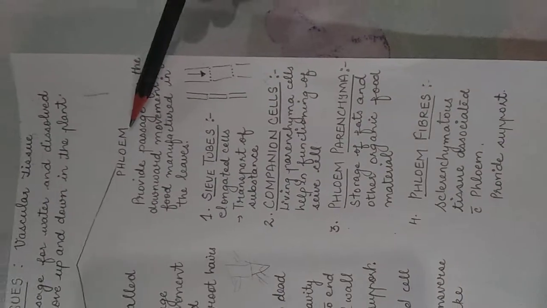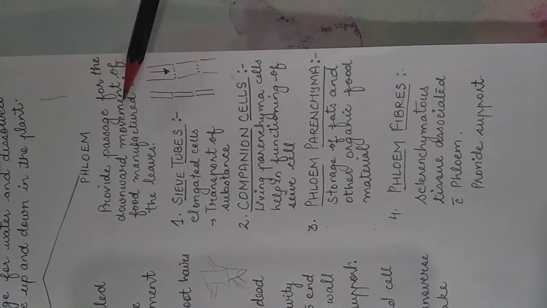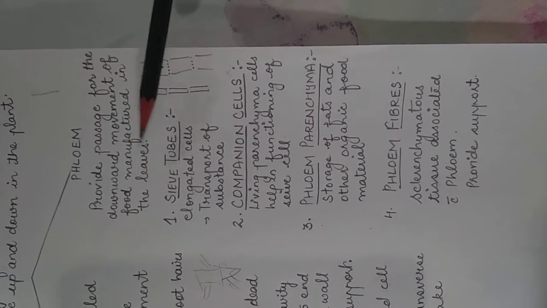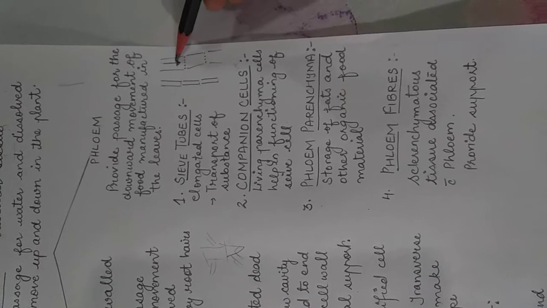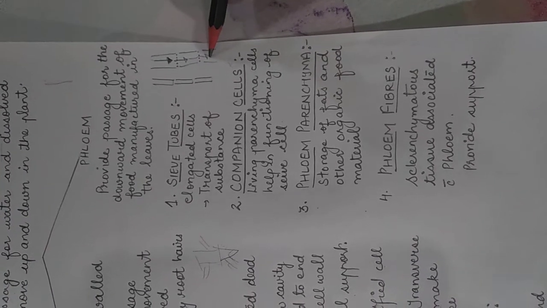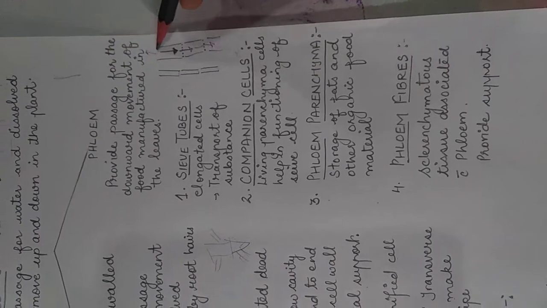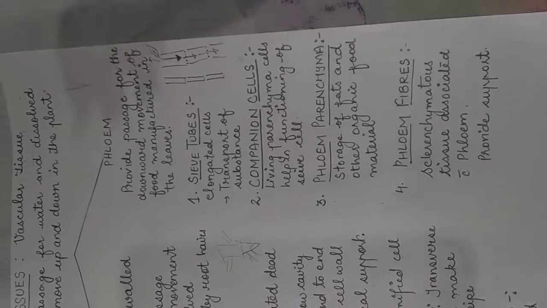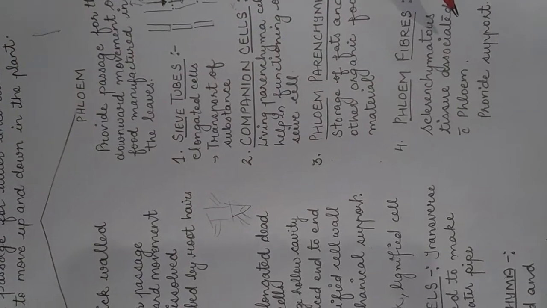Now we talk about the phloem. Phloem provides passage for the downward movement of food manufactured in the leaves by the process of photosynthesis. Phloem's function is to transport the food material, the glucose, the starch, to the different parts of the plant. It may move upwards if some new young leaves are growing, then it gives this food in the opposite direction also. Now this phloem has different components in it.